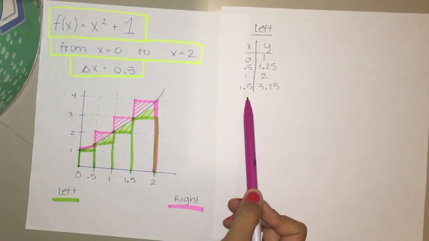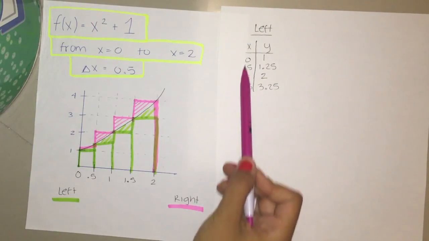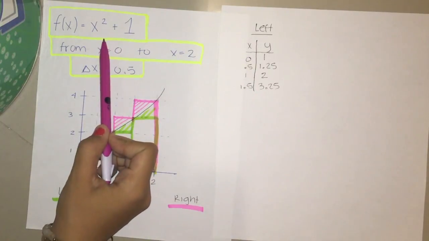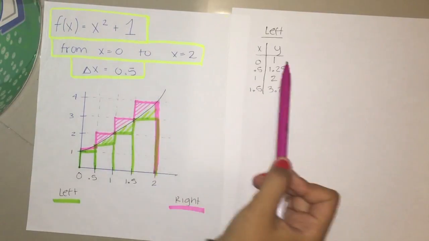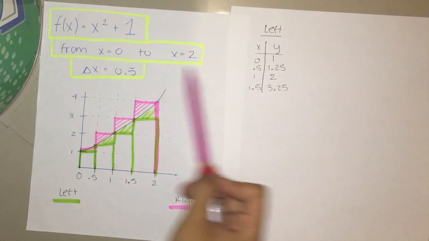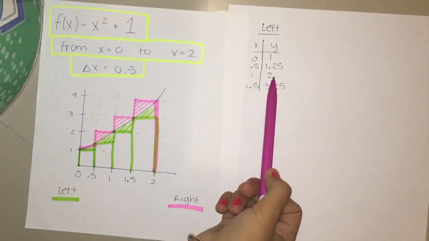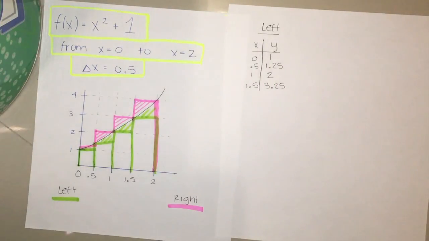After you write the x values, you have to plug these values into the formula that you're working with. In this case, you do 0 squared plus 1, it gives you 1. 0.5 squared plus 1, it gives you 1.25, and so on.